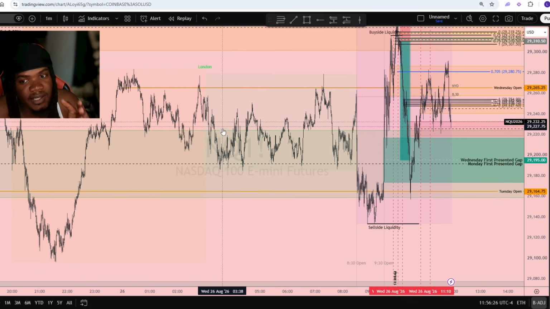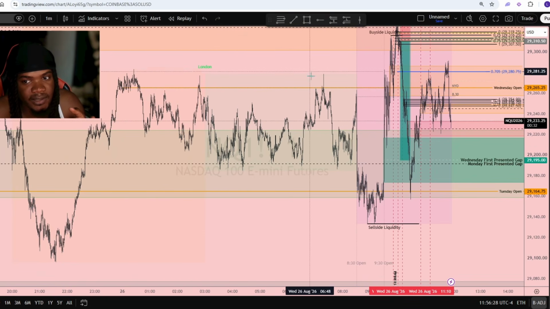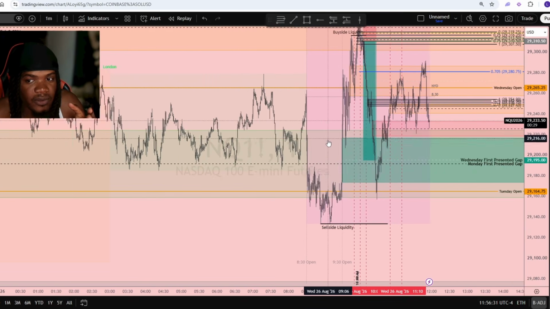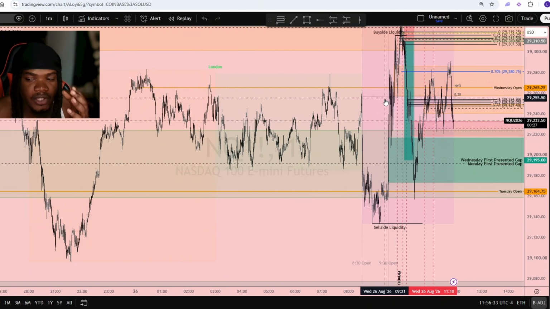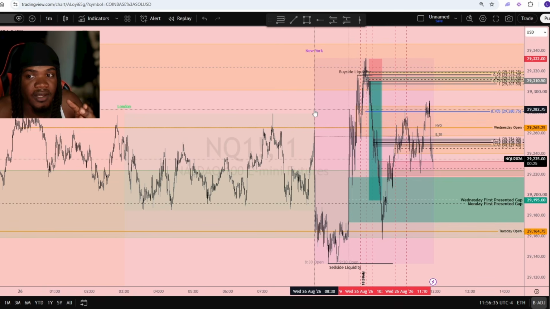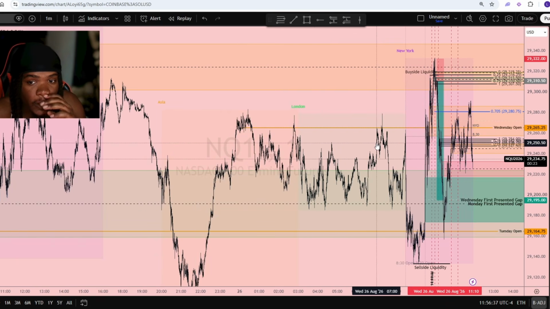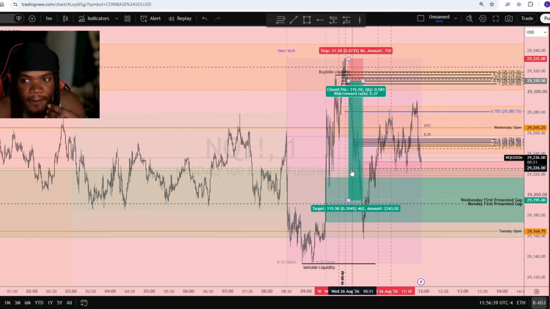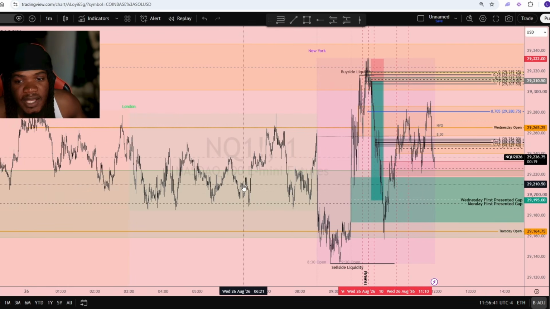We go over into London session and what do we have? Consolidation, right? What does that tell you? That most likely the New York session is going to be either a reversal or some type of continuation, right? So now we're building little things on our bias, right?